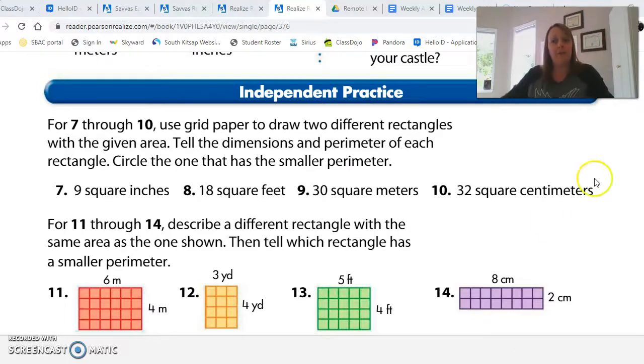Okay, so I'd have to figure out what factors make 9. Well, I know that I can automatically do what? 1 times 9. Good job. 1 times 9. And what's another way to make 9? I know it can't be 2. Oh, perfect. 3 times 3. So now I'm going to draw my rectangles. 1 square over and 9 squares down.